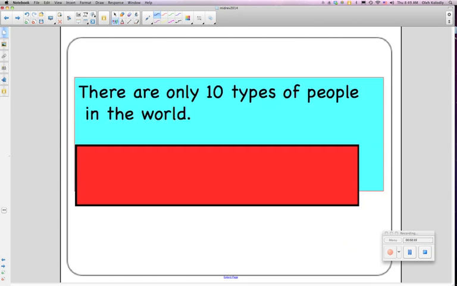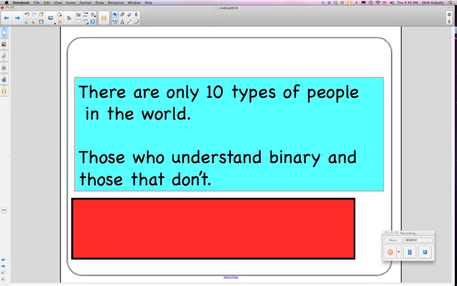There are only 10 types of people in the world. Is this true or false? What do you think? Those who understand binary and those that don't.